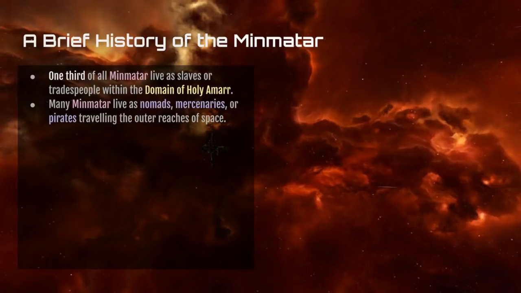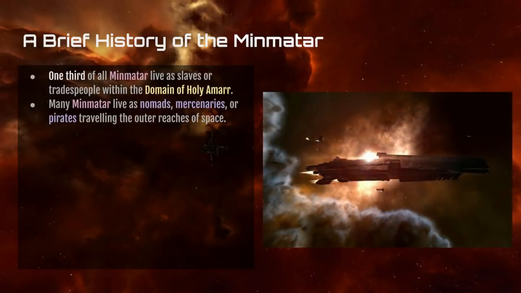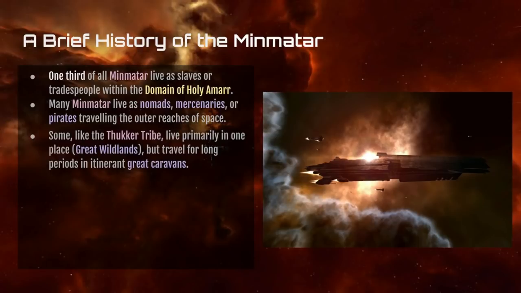And then on top of that, they are marginalized, despite being the most numerous race, by all of the other factions. And to escape the harshness and the brutalities of their social and their political situation, many pursue careers as criminals, pirates, mercenaries, or many simply travel and express their own heritage by observing traditional ways of traveling the stars. A good example of this are the Thukker tribe, who, while they have a primary homeland in the Great Wildlands, can travel for long periods in great itinerant caravans made up of Hel supercarriers, Nidhoggurs, and then every other class of ship down from there.